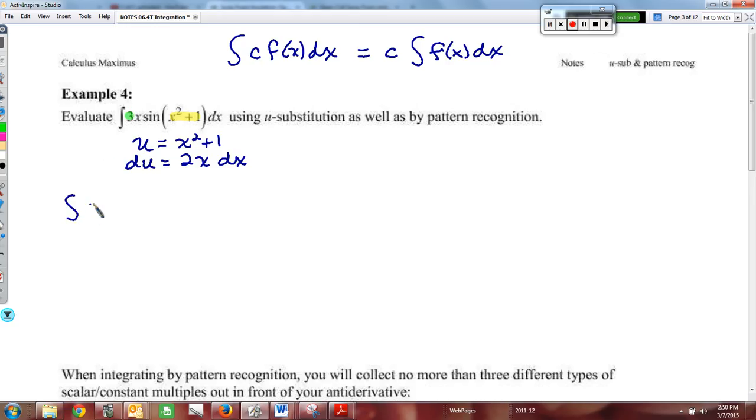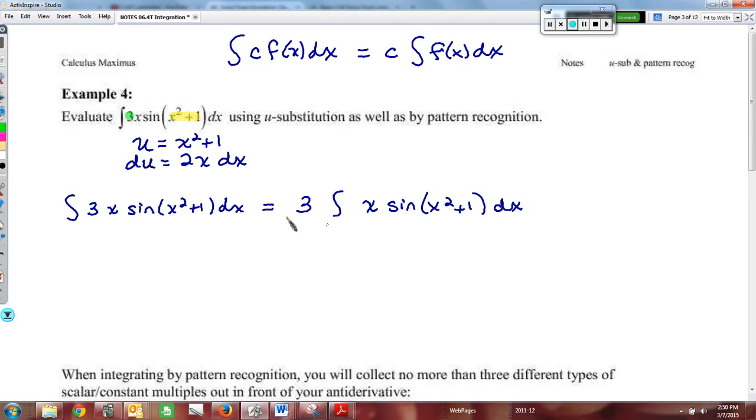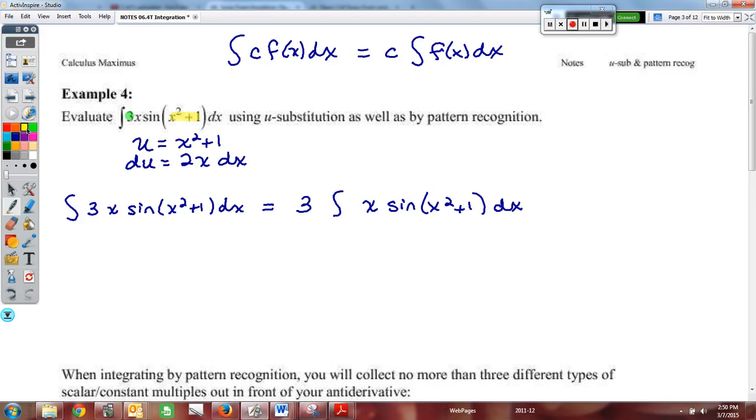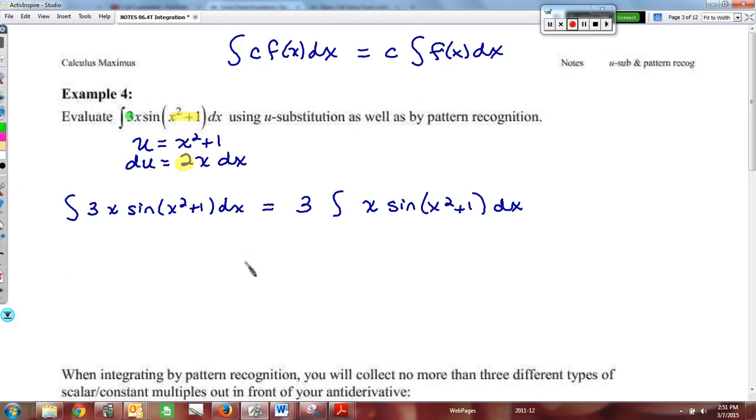So the integral of 3x sine of x squared plus 1 dx is exactly the same as 3 times, I'm going to leave a little bit of space here, times the integral of x sine of x squared plus 1 dx. And then when I look up here, I was missing something. What I am missing is this 2. And this is where the trick comes in: we're going to put in what we're missing, and we're allowed to multiply by 1. We are allowed to multiply by 1.